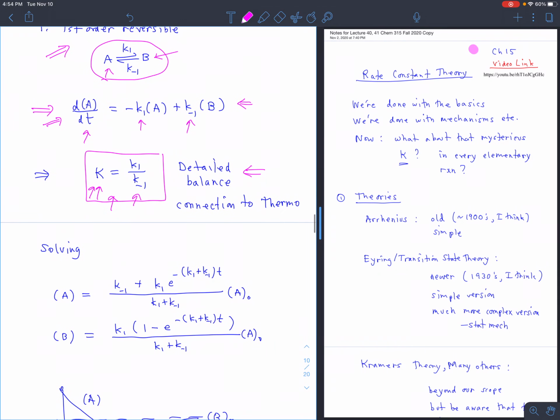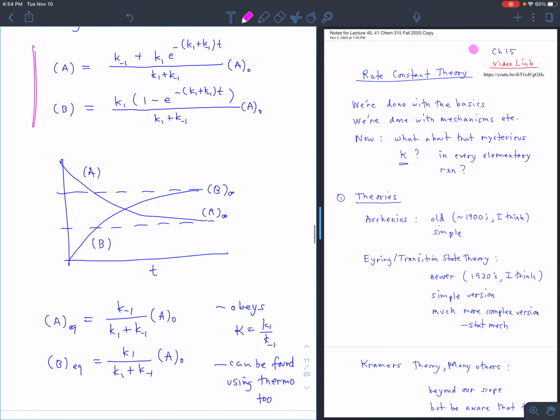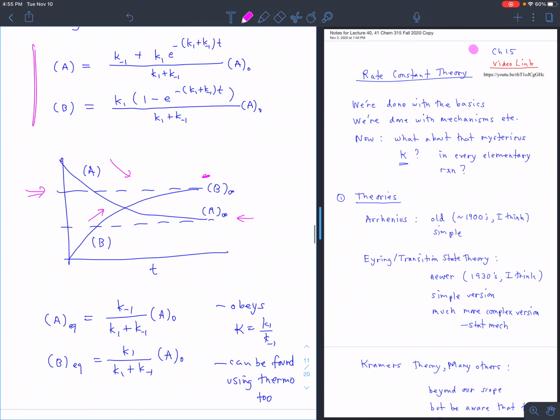If you solve the differential equation, using also the fact that A plus B has to equal the amount of stuff that was present at the beginning, then you get these expressions for how the concentrations change with time. And if you plot those expressions, we did it for several different special cases, but here's a representative one, then you get a fairly simple decay of the initial reactant down to an equilibrium value, and a fairly simple rise of the product B up to an equilibrium value.